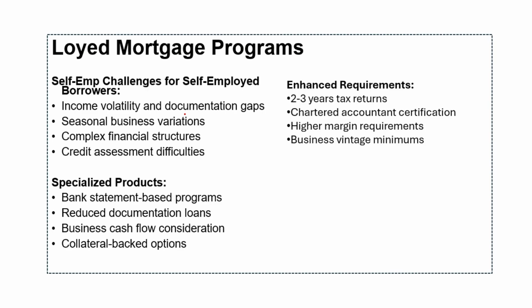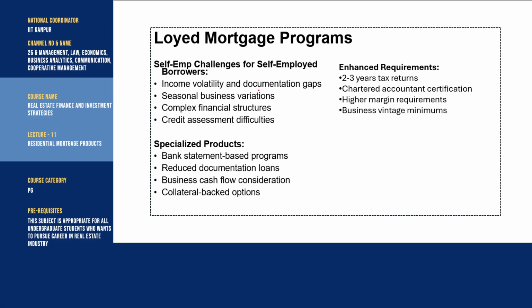Enhanced requirements include 2 to 3 years tax returns, CA certifications and higher margin requirements, which reflect the additional due diligence needed. Business vintage minimums, typically 3 to 5 years, ensure borrowers have demonstrated business sustainability before major debt commitment. So, enhanced requirements are there: 2 to 3 years tax returns, chartered accountant certifications, higher margin requirements. All these are some extra due diligences which have to be done by the bank in the cases of self-employed people. There they have to do all these safeguards.